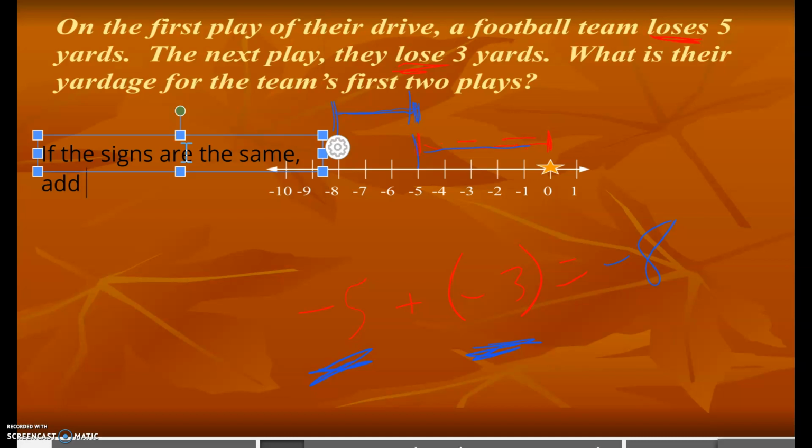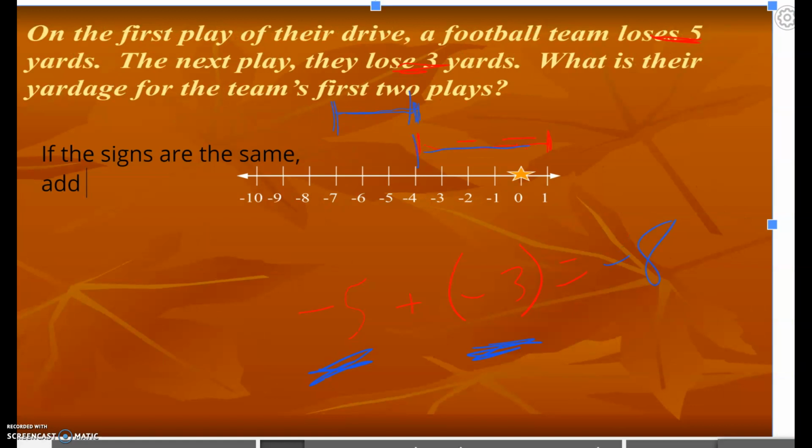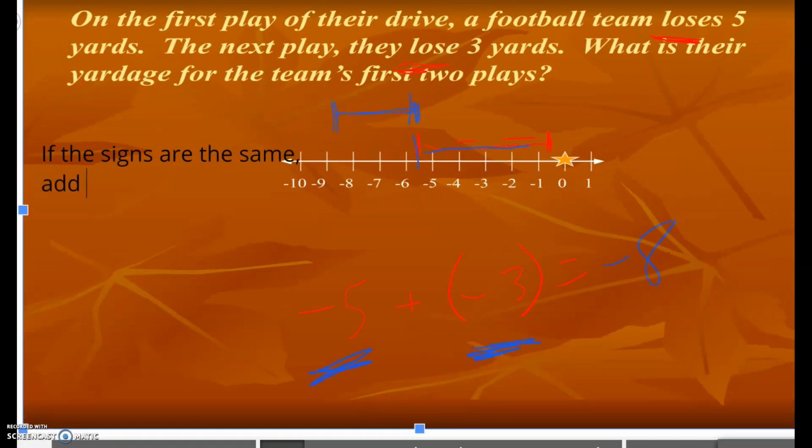And you can see on the number line why we add. We went 5 one way, and then we kept going that same direction. We went 3 more. So we add the numbers and keep the sign.